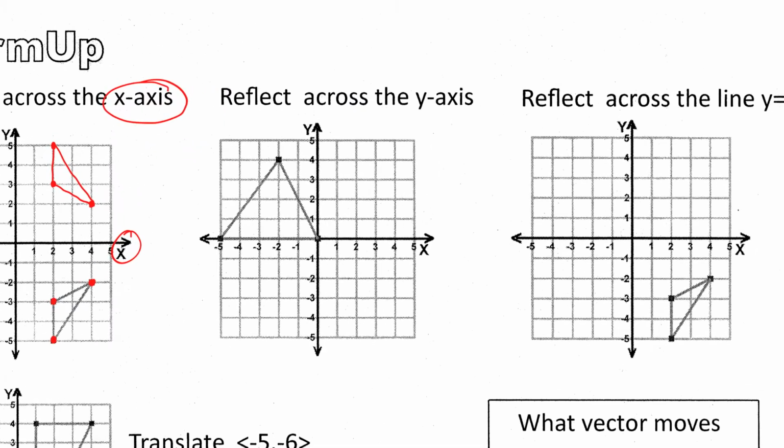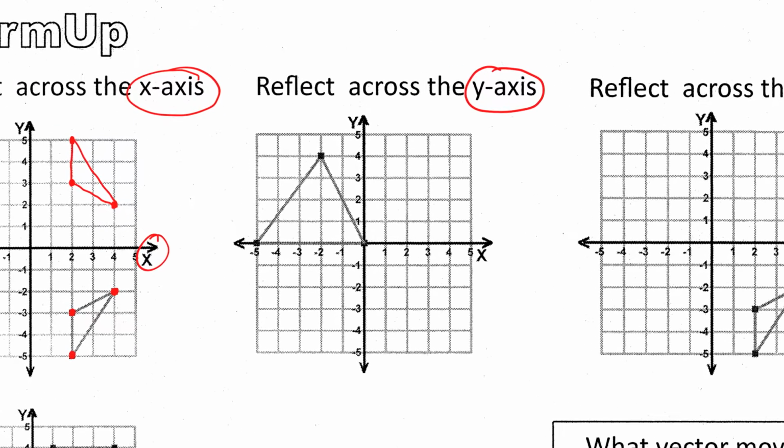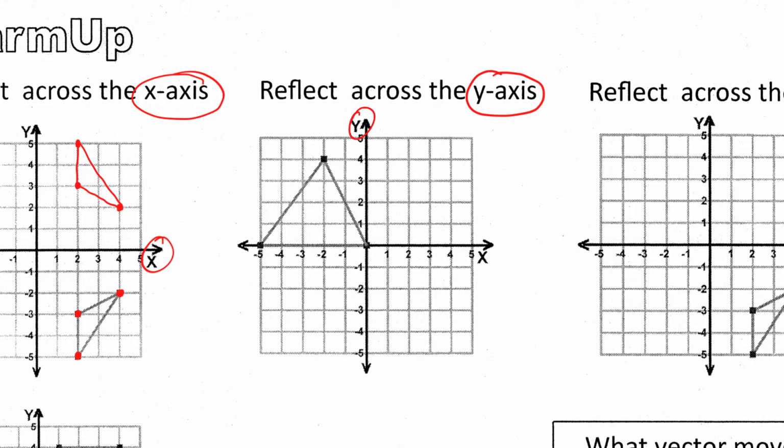Okay. Next, this one says across the y-axis. Across the y. So this one is the y. So what's going to happen with this point right here? It's going to stay there. It's on the line of reflection, so it just stays there. How far is this one from the line of reflection? It's 2, so I'm going to go 2 to the right since it's 2 to the left. And then how far is this one away? It's 5 to the left, so I'm going to go 5 to the right. And then I'm going to have this right here.